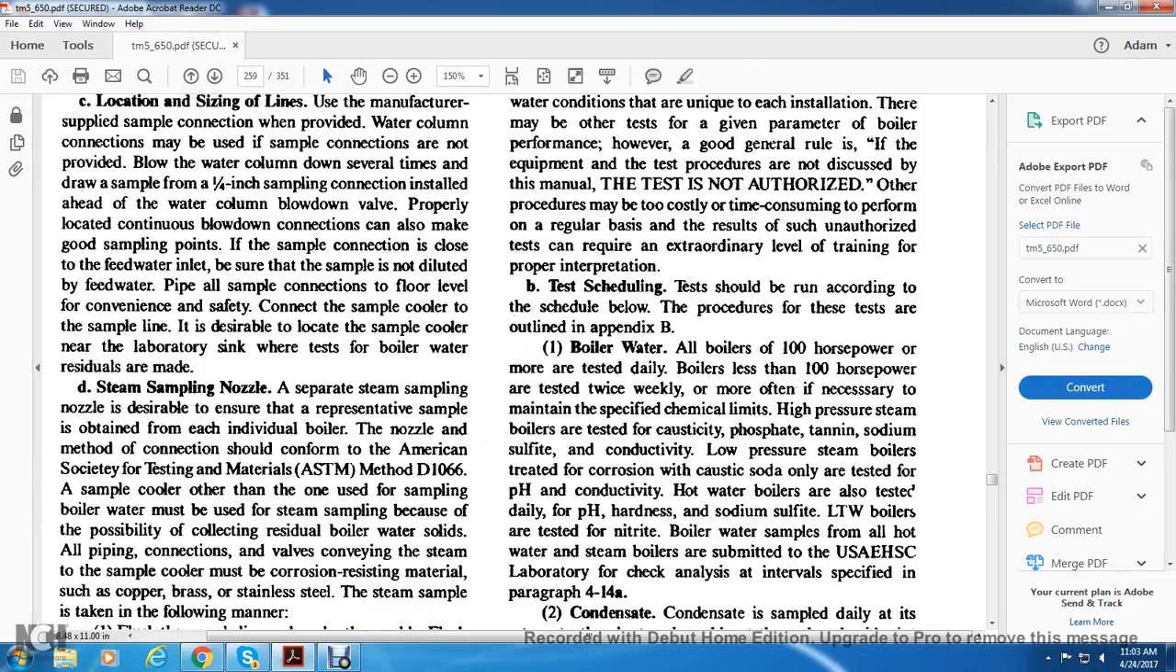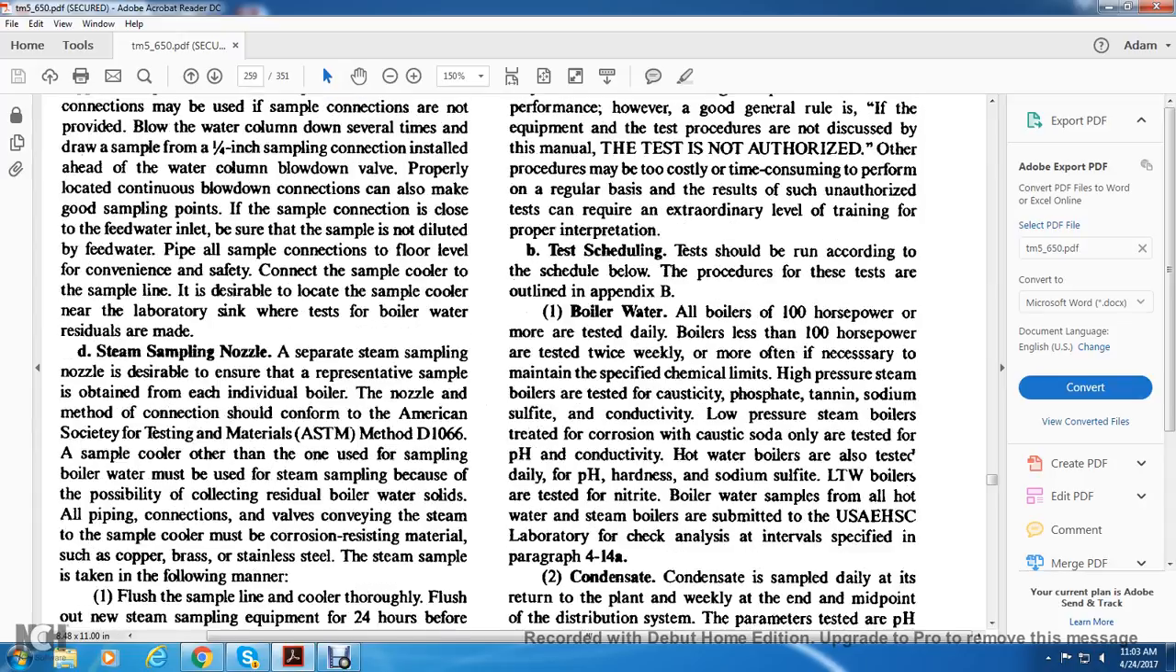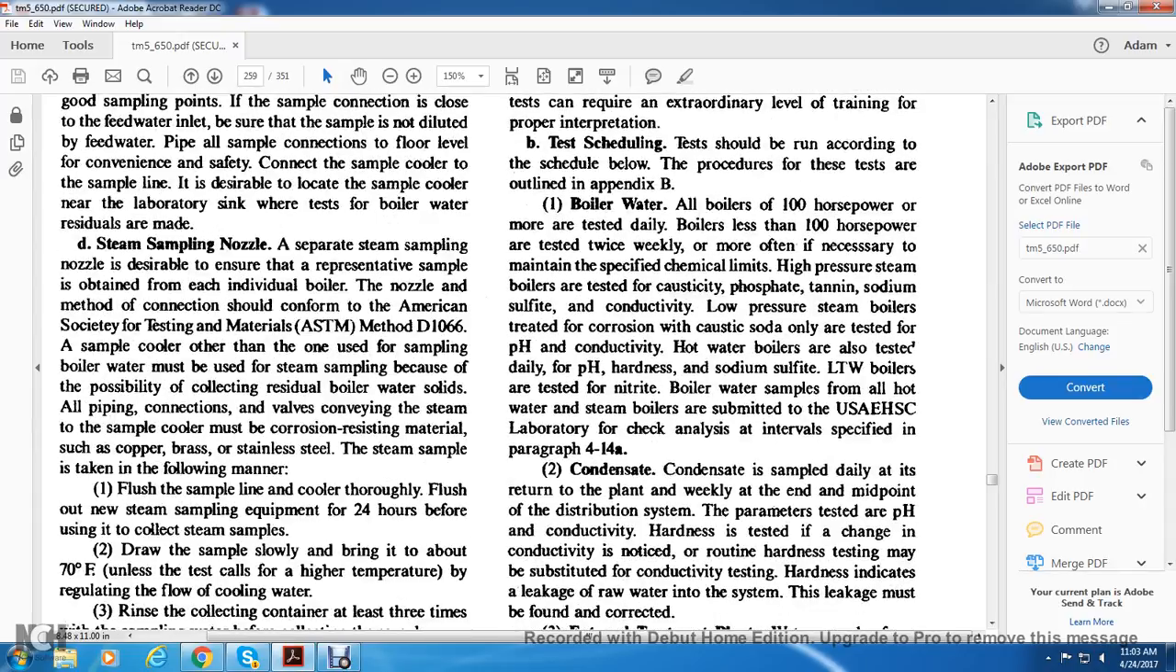preparation. B. Testing schedule. Tests should be run according to the schedule below. The procedures for these tests are outlined in Appendix B.